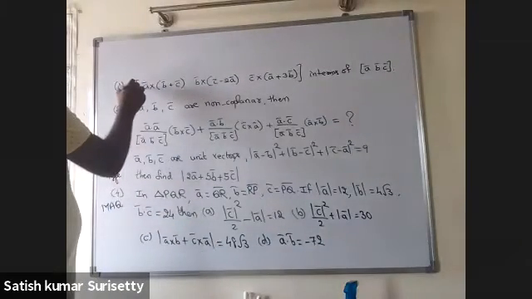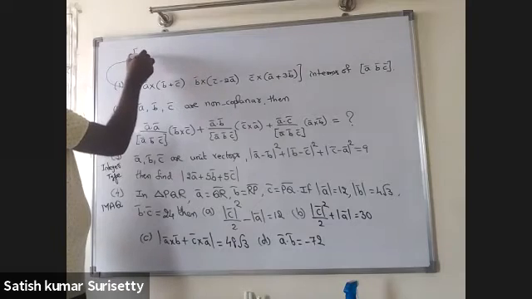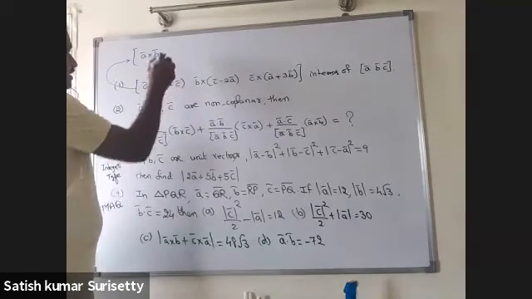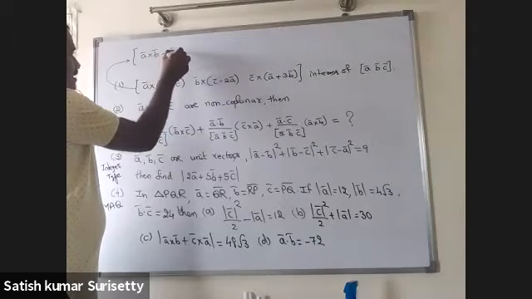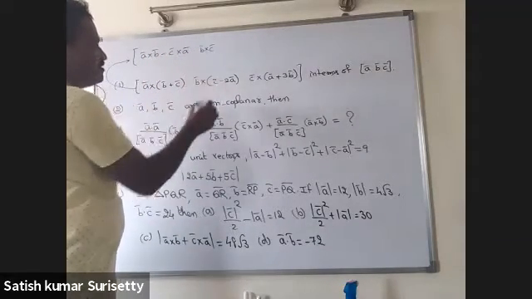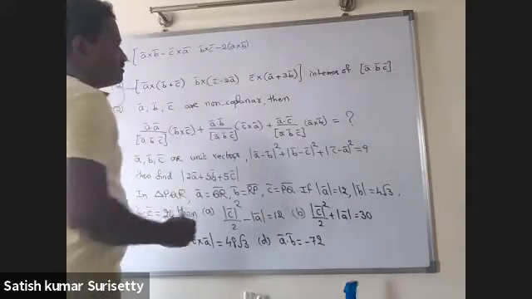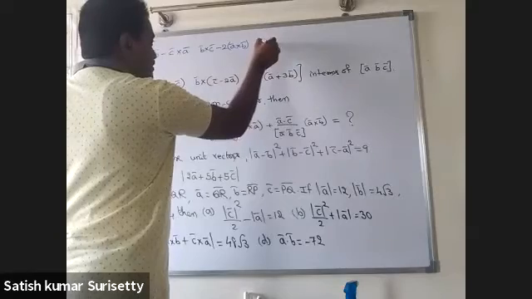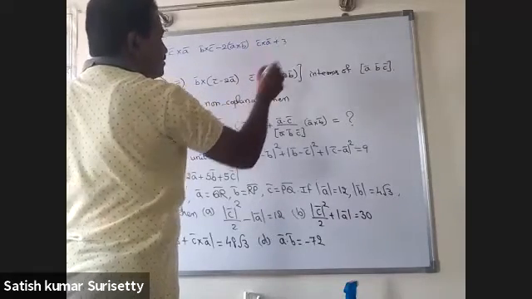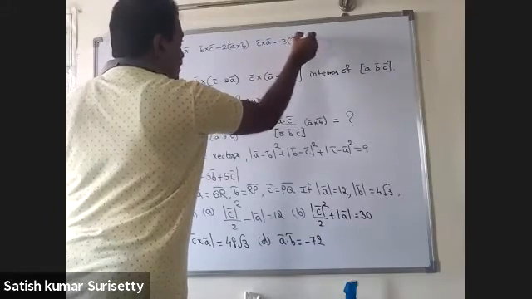This we can rewrite as a bar cross b bar plus a bar cross c bar. That I can write as minus c bar cross a bar, b bar cross c bar, minus 2 into a bar cross b bar, c bar cross a bar plus 3 into c cross b. That I can write as minus 3 into b bar cross c bar.